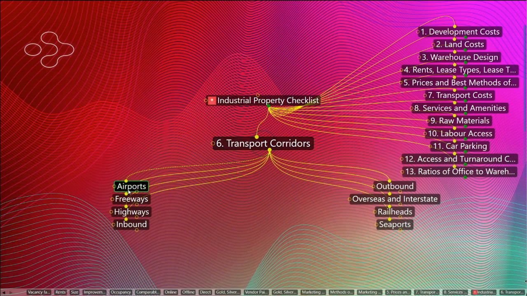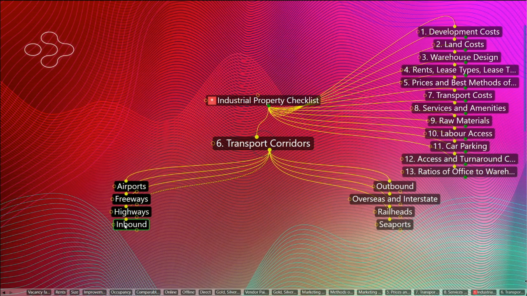Firstly, the airports, how far away are they? How functional are they for industrial tenants? The freeways will be important for truck access, deliveries, etc. How do the freeways work? How do they work for your particular industrial tenant? Then there are the highways. The highways will be further to the freeways, perhaps not as large in format, perhaps not as significant, but they all link together. So the freeways and the highways come together for delivery purposes for your industrial tenant.